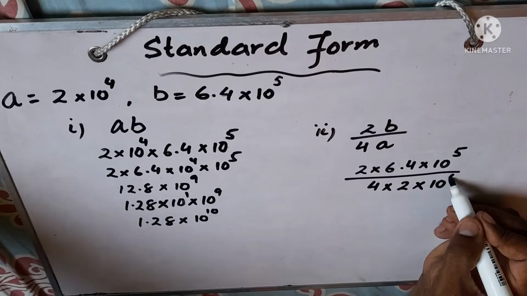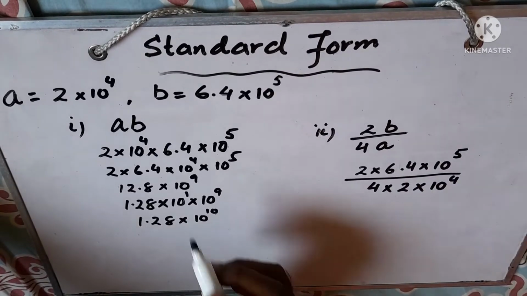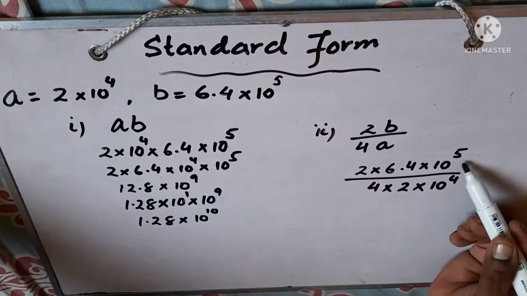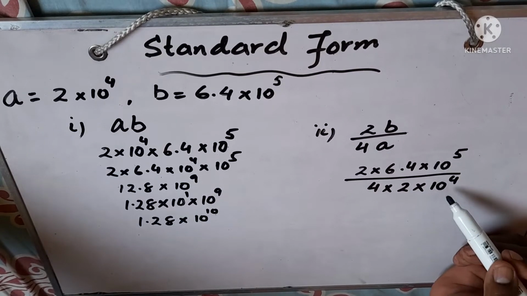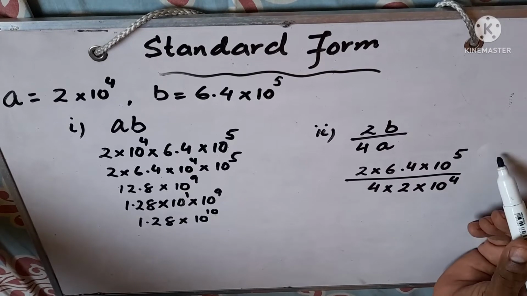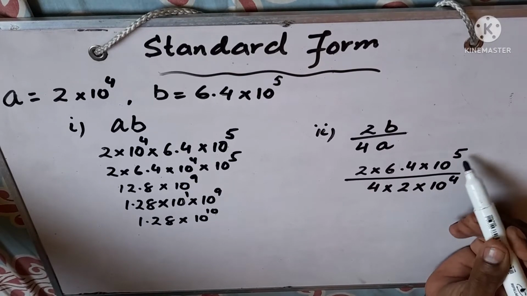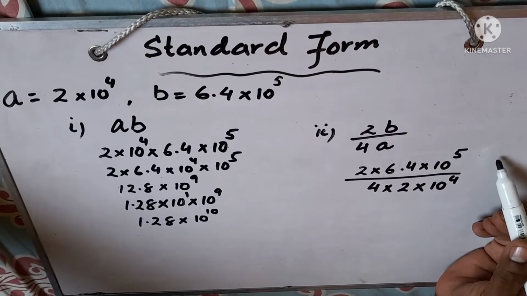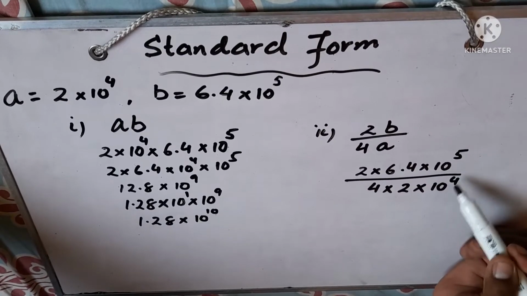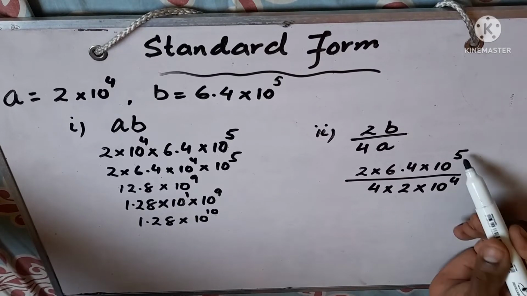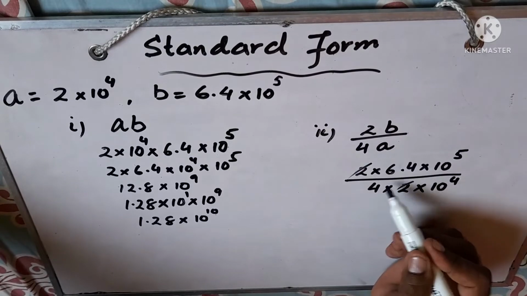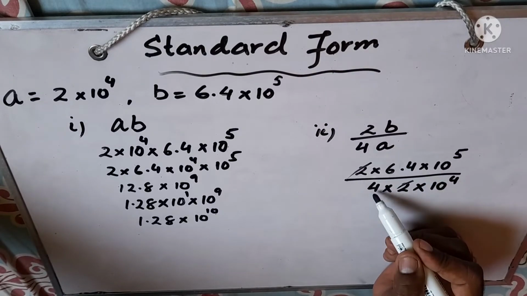Remember that when there is a multiplication, we add the powers. For division, we subtract the powers, because when I take this 10 to the power 4 up here, the power sign will change. So this will become 10 to the power 5 multiplied by 10 to the power minus 4. So in other words, when there is a division, I simply subtract the powers. This 2 can be cancelled with this 2, and I can divide 6.4 by 4.